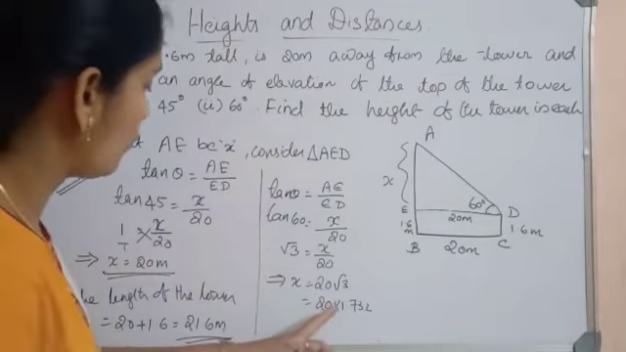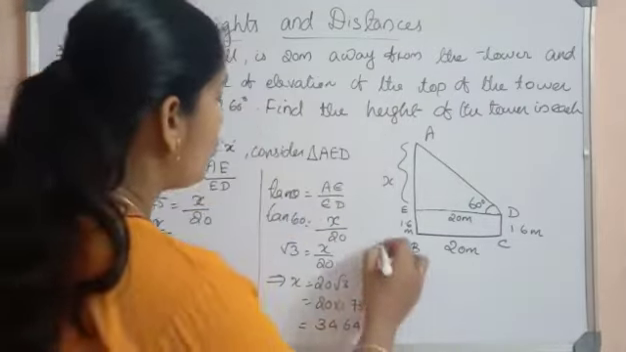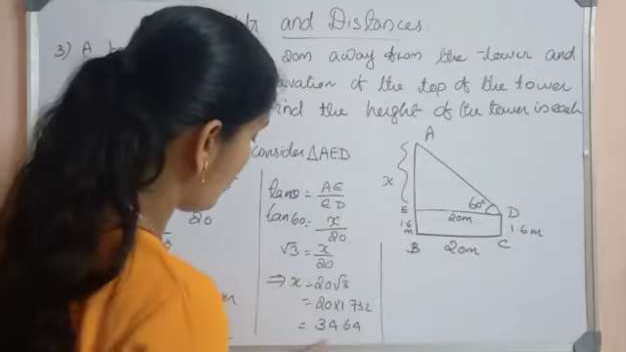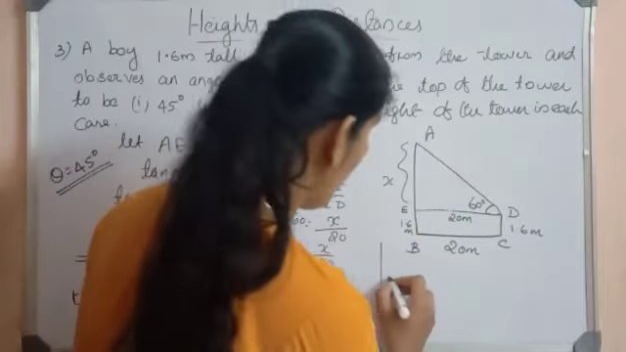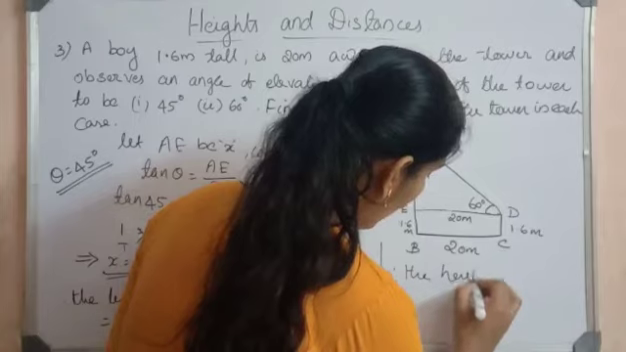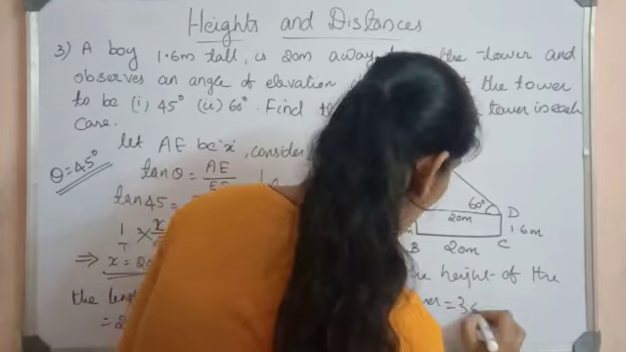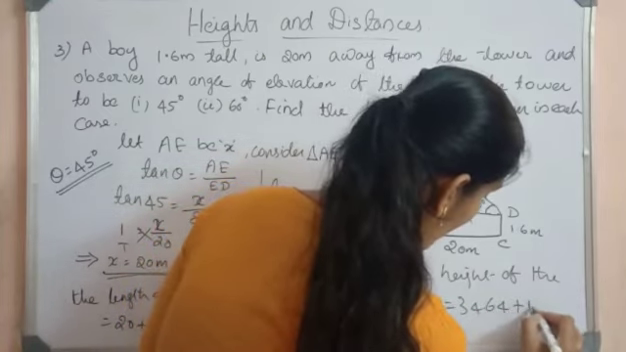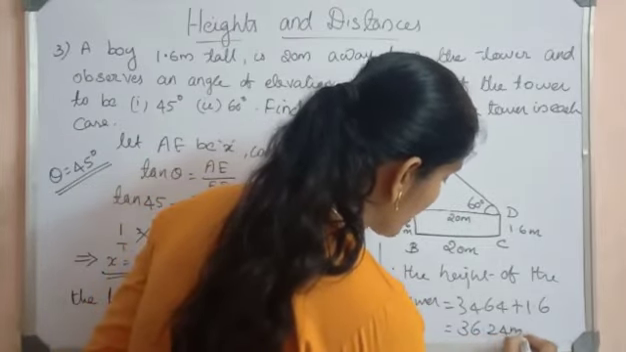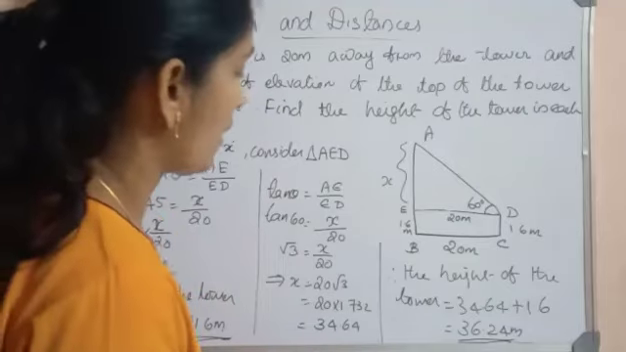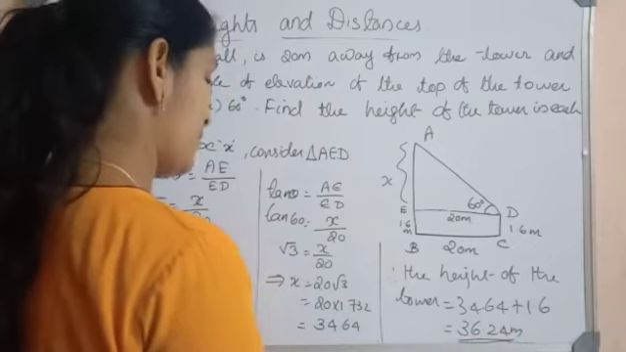When we multiply 20 into 1.732, we will get 34.64. Now, when we are finding the height of the tower, as we know, we have to add 1.6 also to this value to get the height of the tower. Therefore, the height of the tower is equal to 34.64 plus 1.6, and that is equal to 36.24 meters. Therefore, the height of the tower when the angle of elevation is 60 degrees is 36.24 meters.